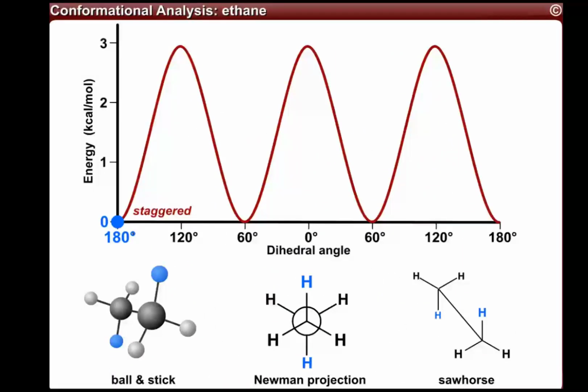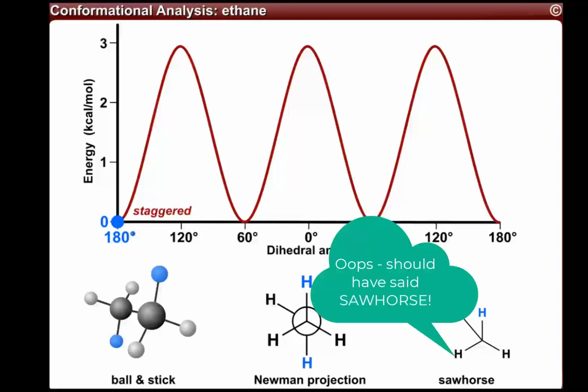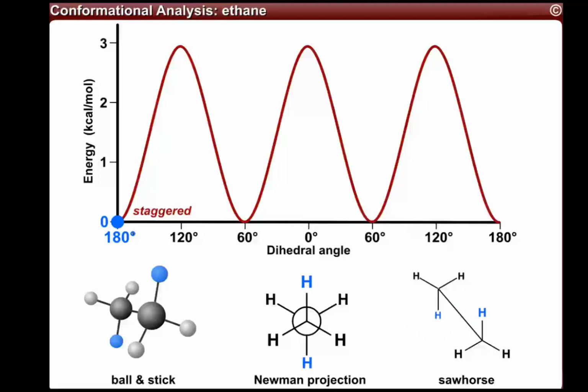So here's a conformational analysis for ethane. We have several different representations of ethane in the bottom row. So we have the ball and stick, we have the Newman projection, and then something called a seahorse, which is in a sense kind of a front view of a wedge and dash. Now fortunately for us, 2 hydrogens have been marked in blue, so we can follow the pattern here.